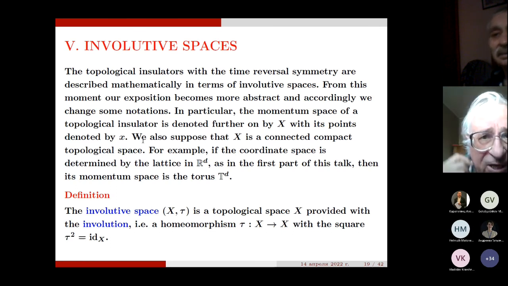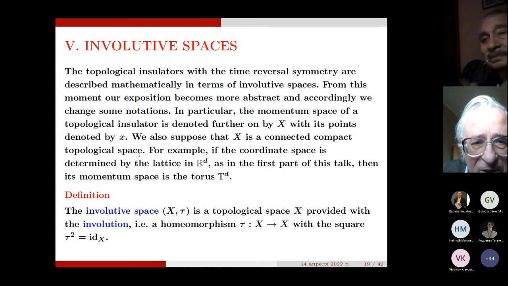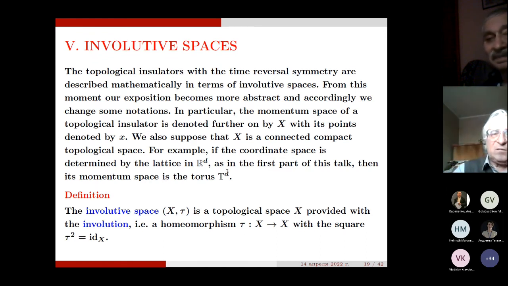Now, we want to describe these T-symmetric insulators in mathematical terms. What does it mean? The topological insulators with the time reversal symmetry are described mathematically in terms of involutive spaces. From this moment, our exposition becomes more abstract, and accordingly, we change some notations. In particular, the momentum space of a topological insulator will be denoted further on by X, with its points denoted by small x. We shall also suppose that X is a connected compact topological space. Again, I note that if the coordinate space is determined by the lattice in R^d, as in the first part of my talk, then its momentum space is the torus. This Brillouin zone is just the torus. But here we don't suppose that; X is a more or less general topological space.